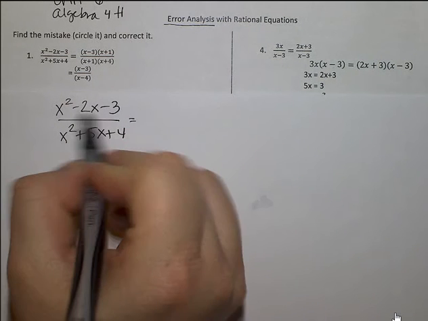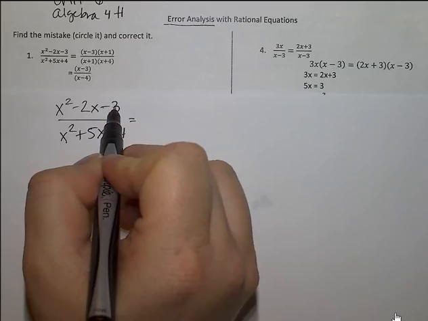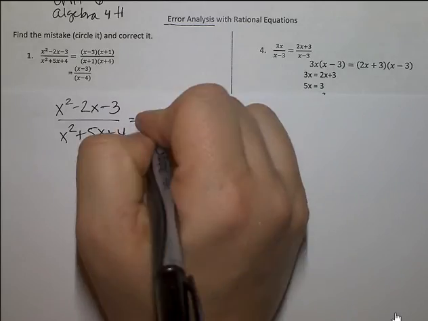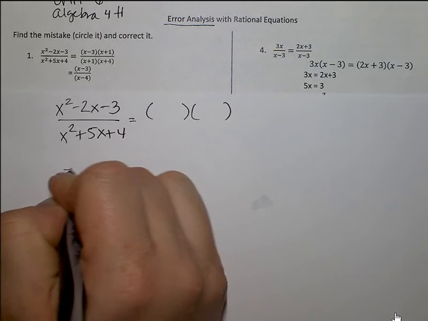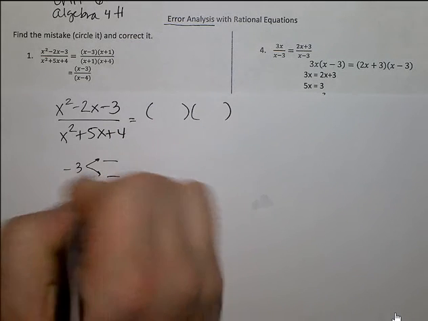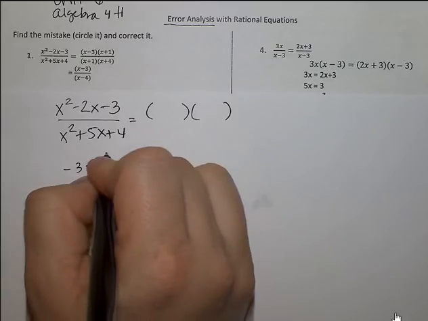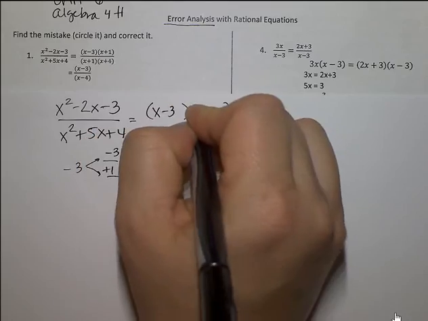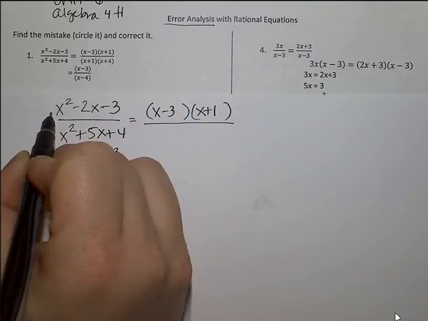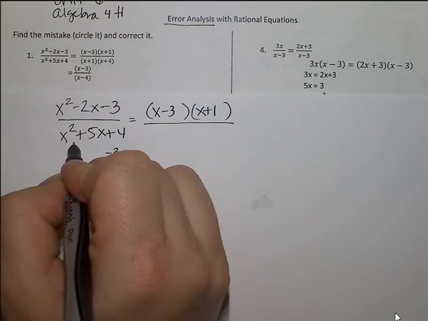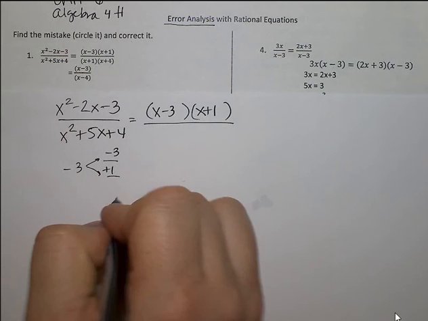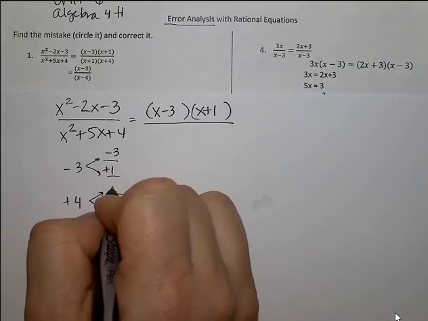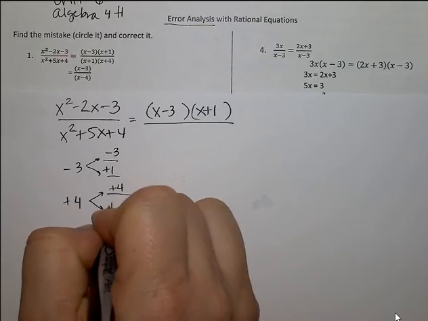Is this factorable? Asking yourself, what two numbers multiply to give you negative 3 and add or subtract to give you negative 2? Correct answer is negative 3 and positive 1. As a reminder, the only time you do not have to do bottoms up is when the leading coefficient is 1. Again, what two numbers multiply to give you positive 4 and add or subtract to give you positive 5? Positive 4 and positive 1.